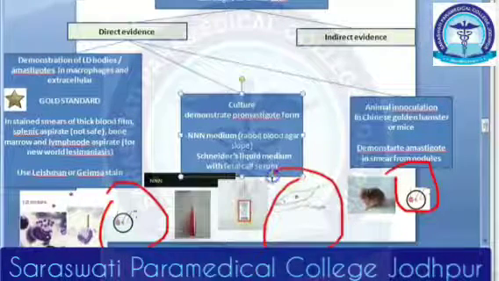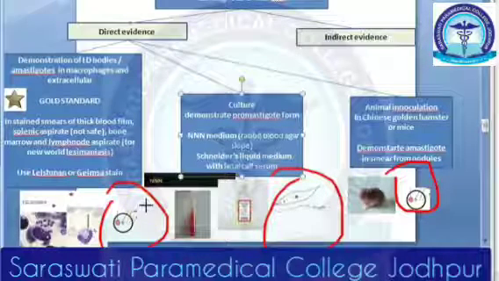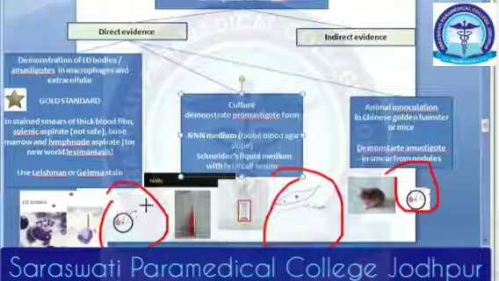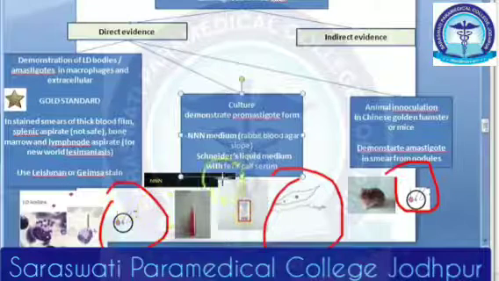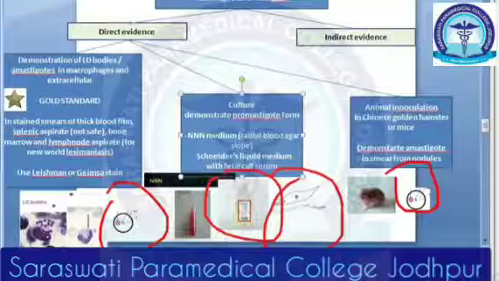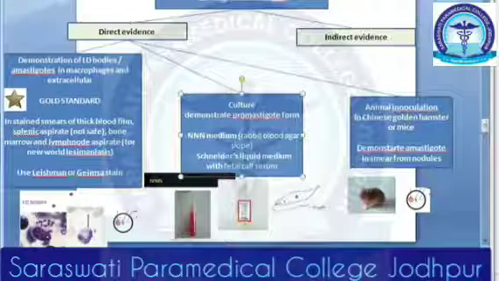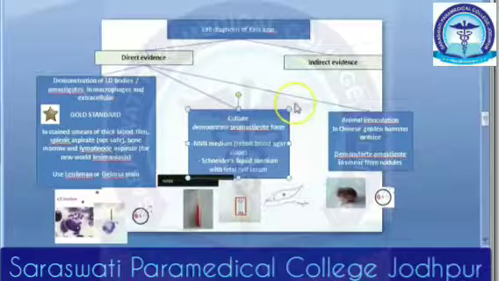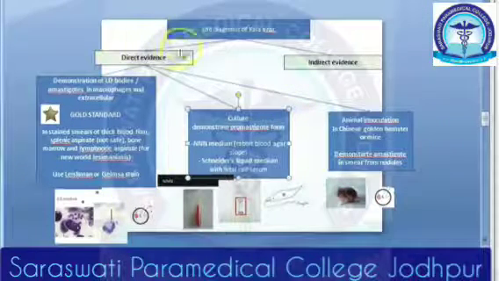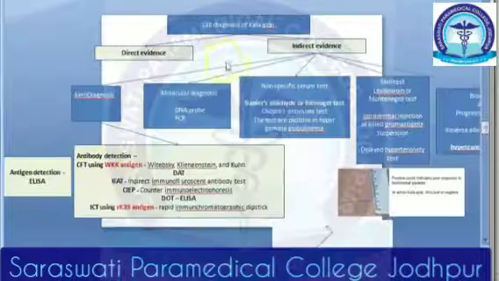In culture you will make it a promastigote. Culture will be what and all? NNN media, that is a rabbit blood agar slope, and Snyder liquid media with fetal calf serum, if you want, you can add. So this was the direct lab diagnosis of Kala-Azar. We are almost half done with direct lab diagnosis overall. Now we will move on to indirect.